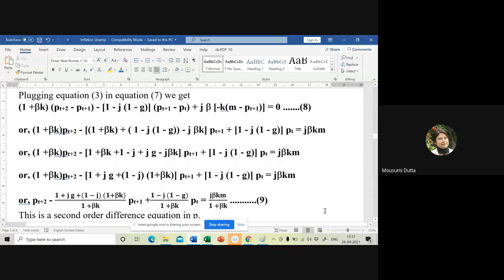So I have to reach equation number 9, which is a second order difference equation in Pt. So you did up to this. If you look at this line, 1 plus beta k pt plus 2 as it is minus 1 plus jg, what I did, I have taken 1 plus beta k common. So 1 minus j into 1 plus beta k. If you take j common, you will have another 1 plus beta k. So it is 1 minus j into 1 plus beta k. The next term is the same.